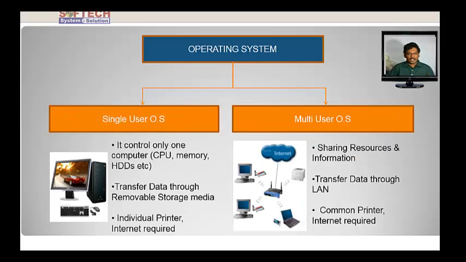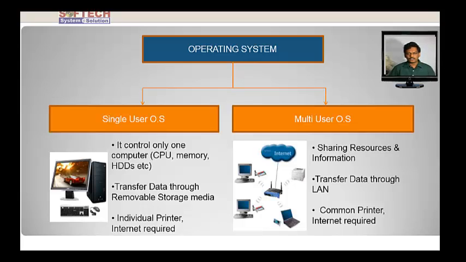Operating system. Operating systems are also classified into two types: single user operating system and multi-user operating system. In a single user operating system, it operates a single computer. That is, the computer has only one keyboard, mouse, processing unit, hard disk, and memory. So it has only one processor, and at a time only one user can operate the computer. So it is a single user operating system.